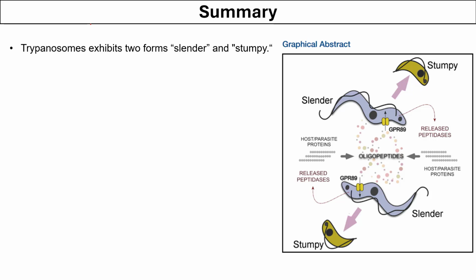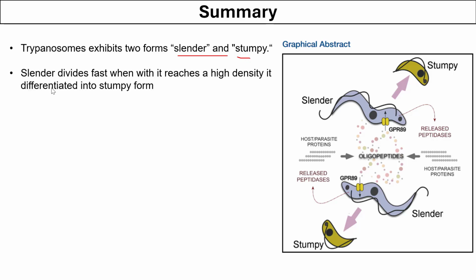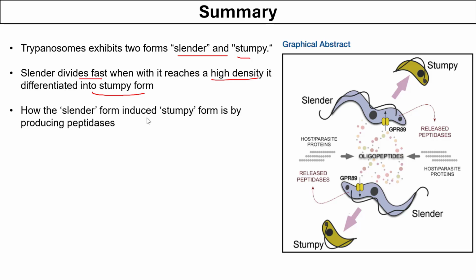Now is the time when we can look at the summary of this paper and see if we have understood everything. So we know that trypanosomes have two forms, slender form and stumpy form. The slender form divides very fast and it causes the pathology in the host. But once they have reached a certain density, now they don't want to divide any further but differentiate into stumpy form that gets arrested in G1 because it does not want to kill its host.